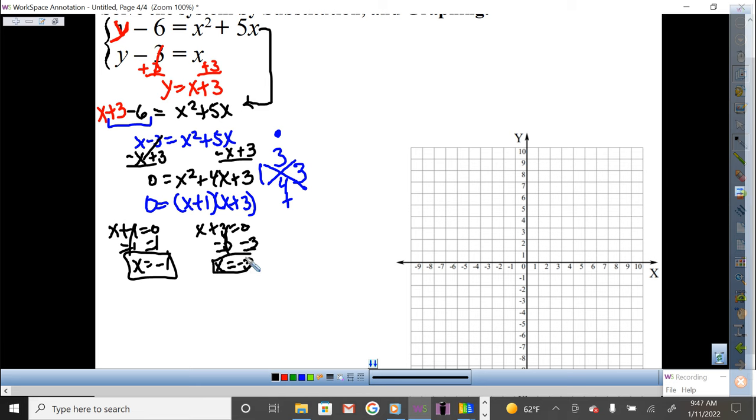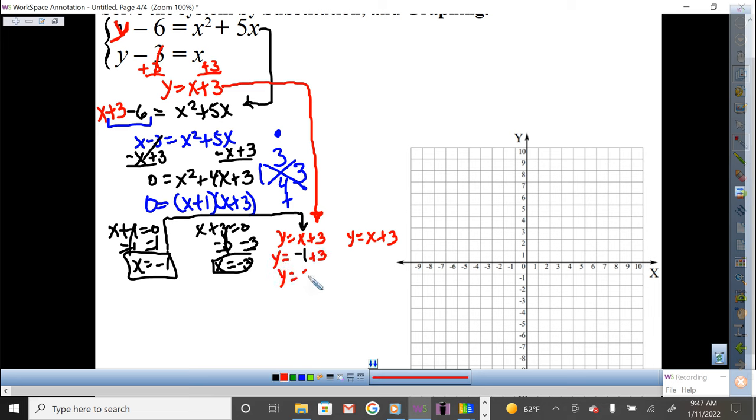But we're not done, because that's only the x value, which means what? I need to bring the other equation, doesn't matter which one. I'm going to bring the smallest one down and write it 2 times, yes? Y equals x plus 3, y equals x plus 3. Why twice? Because we have two x values. The first one is negative 1, so y equals negative 1 plus 3, so y equals 2. The second one is negative 3, so y equals negative 3 plus 3, so y equals 0.